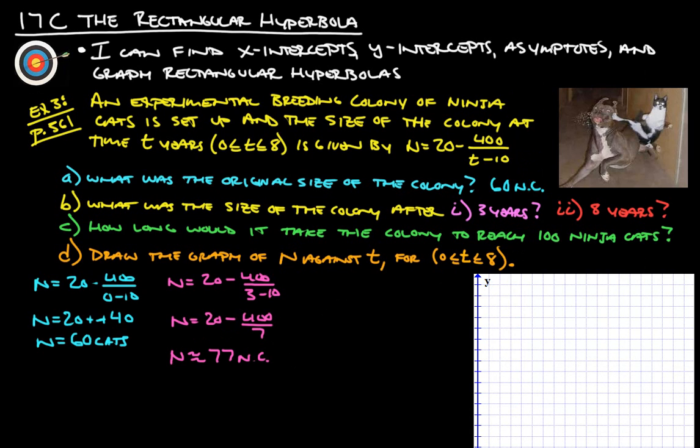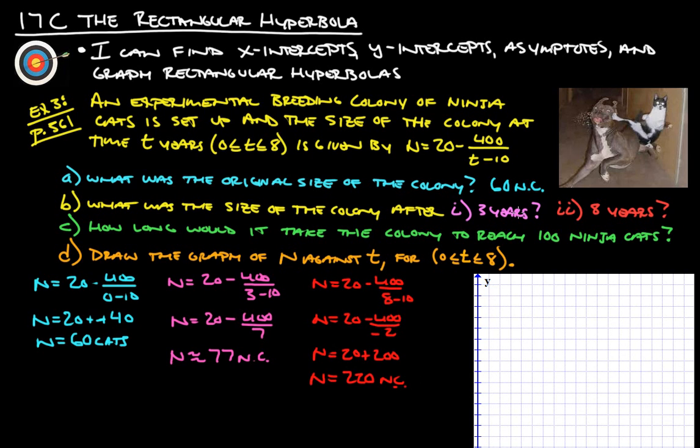All right. Same thing for after 8 years. N equals 20 minus 400 over 8 minus 10. So that's going to be 20 minus 400 over negative 2. So that's going to be N equals 20, and we got the double negative, so it's going to be plus 400 divided by 2 is 200. So 220 ninja cats after 8 years.